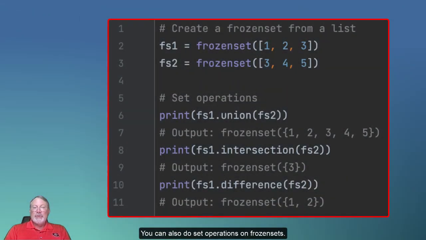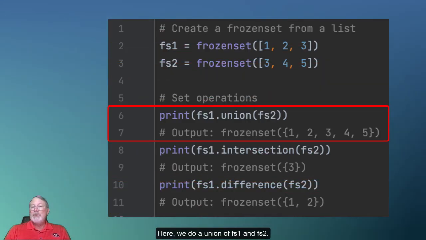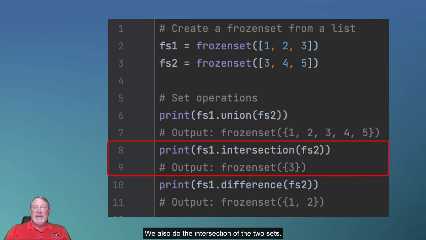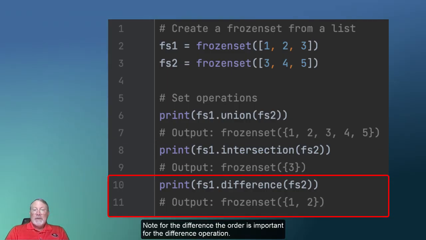You can also do set operations on frozen sets. Here we do a union of fs1 and fs2. We also do the intersection of the two sets. And finally, we do the difference. Note, for the difference, the order is important for the set operation.